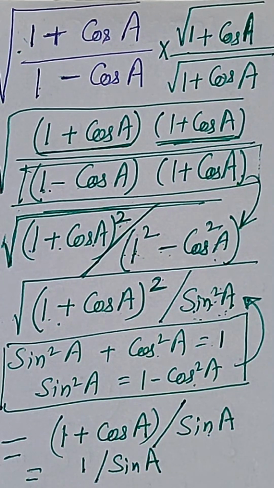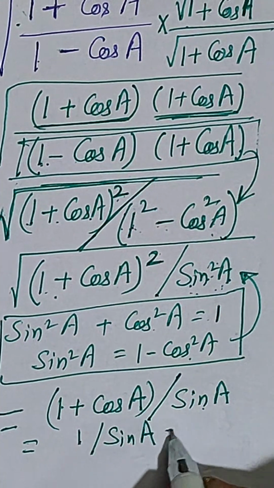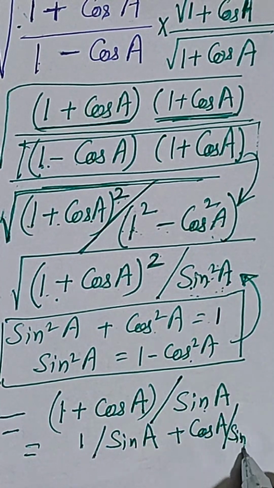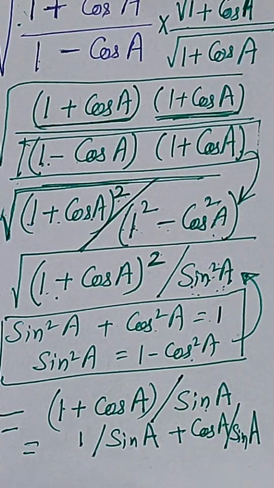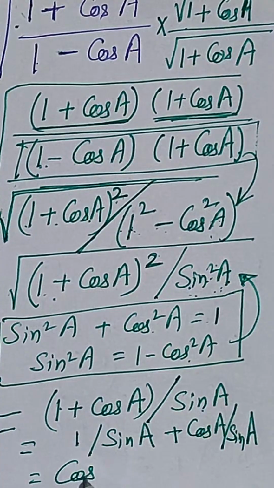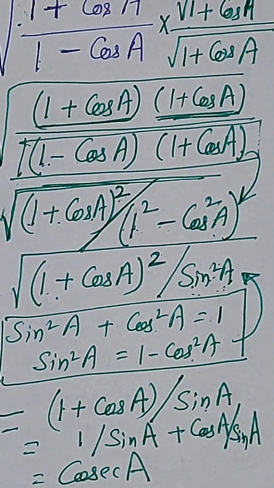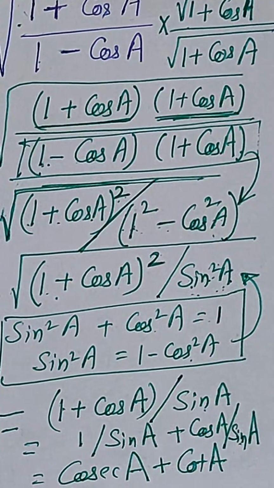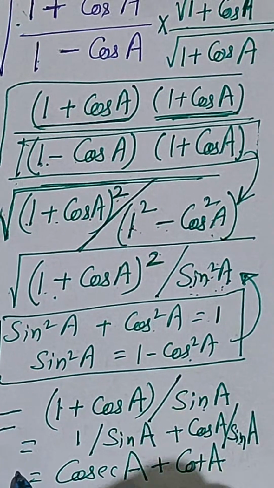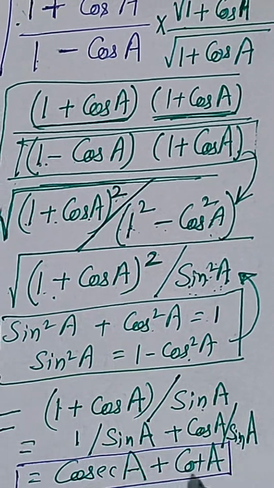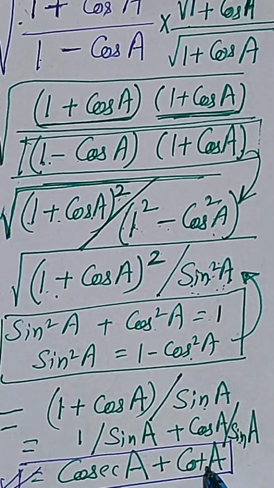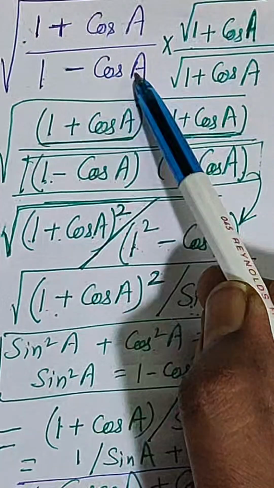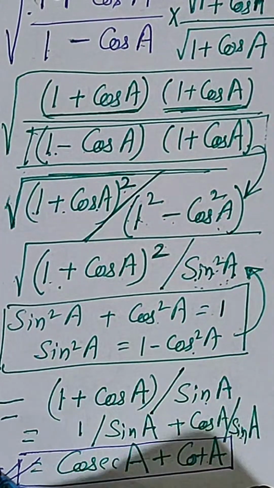Divide it individually. It can be further written as 1 by sin a plus cos a by sin a, right? And 1 by sin a is nothing but cosec a, and cos a by sin a is nothing but cot a. So this is your answer, students. The above radical just simplifies to cosec a plus cot a. So cosec a plus cot a is the value of root over 1 plus cos a by root over 1 minus cos a, right? So students, in this way we have solved this question.